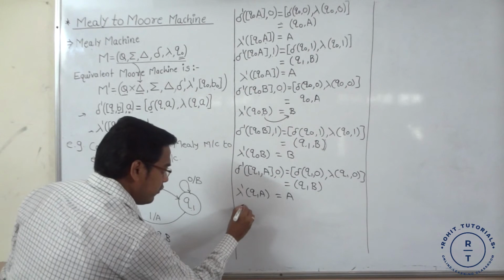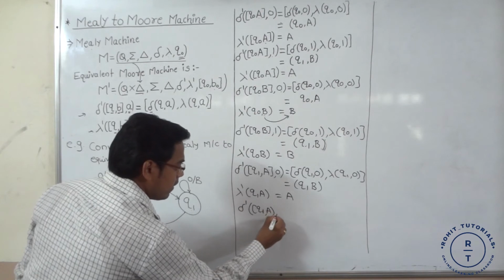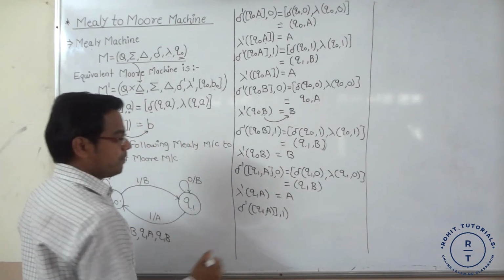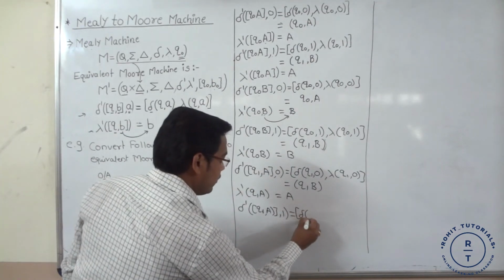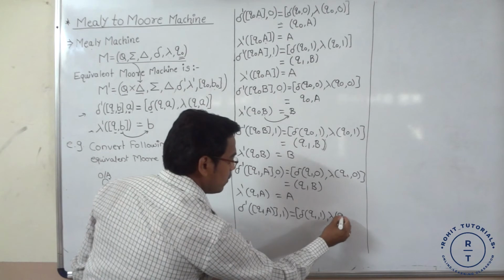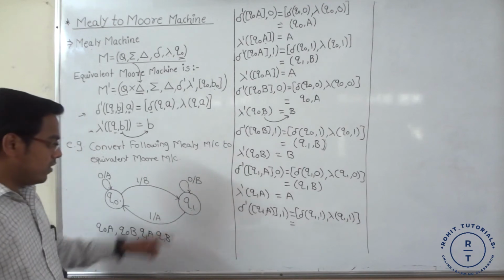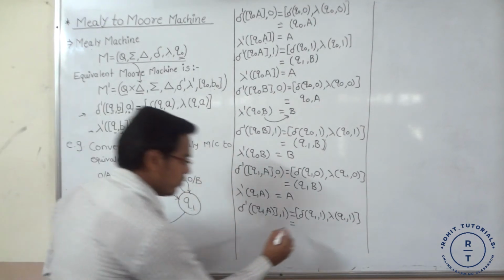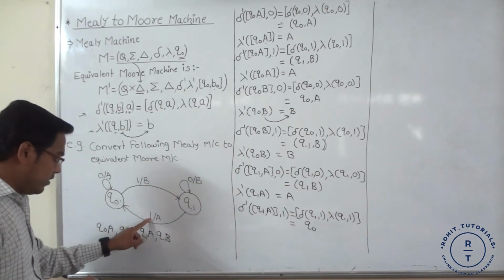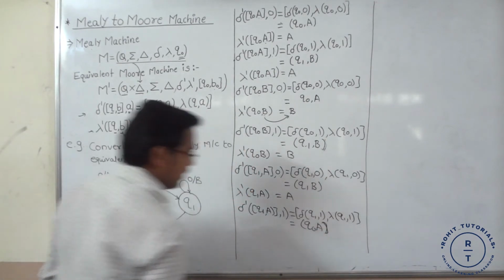Next, transition function Q1A, comma and input symbol is suppose 1, which is equal to transition function Q1 1, comma output function Q1, comma 1. Transition Q1 1 is occur, it goes to Q0. Q1 state 1 is occur, what is the output? Output is capital A. So this is the newly generated state.